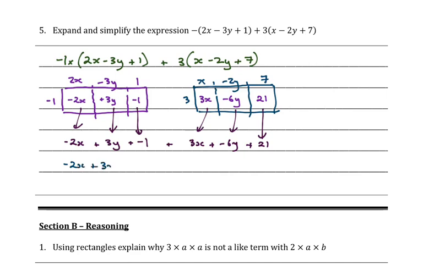We can write it as -2x plus 3x, we could write it as plus 3y plus negative 6y, and plus negative 1 plus 21. So I've just moved the terms here, where the terms are negative 2x, 3y, negative 1, 3x, negative 6y, and 21. I can combine or collect these terms to get 1x there. 3y plus negative 6y is negative 3y, and then negative 1 plus 21 is obviously plus 20.